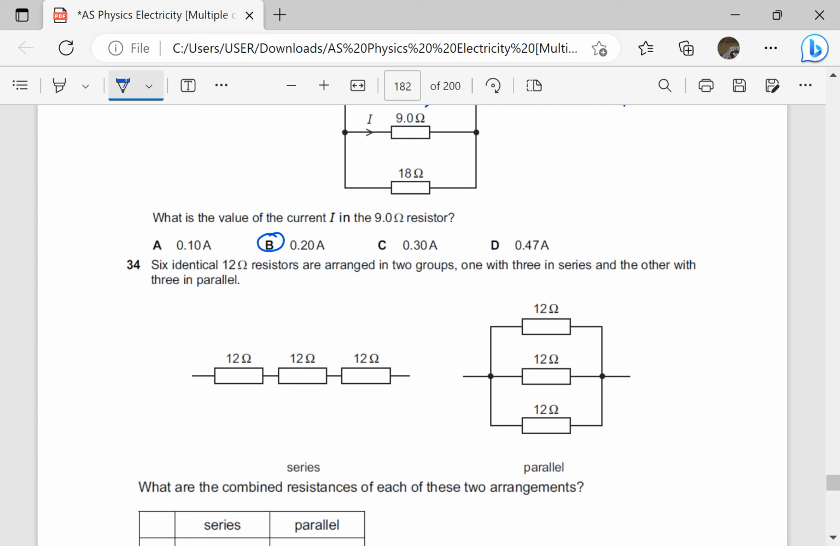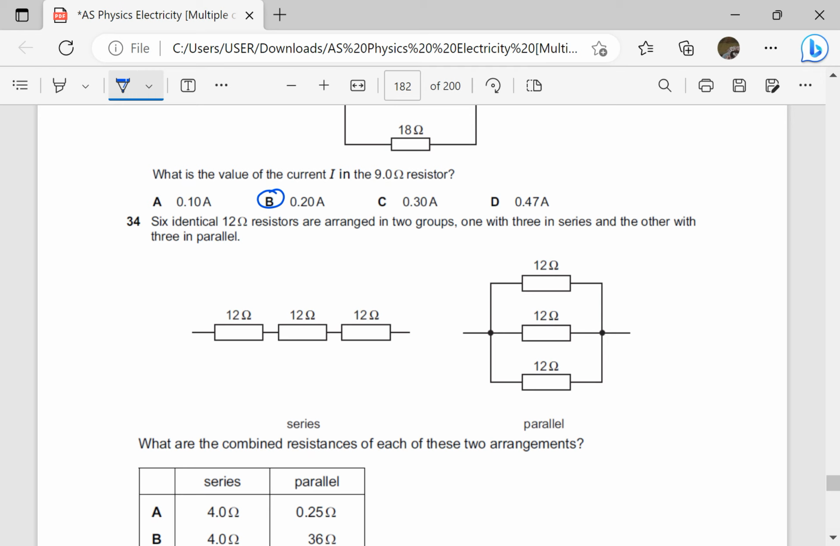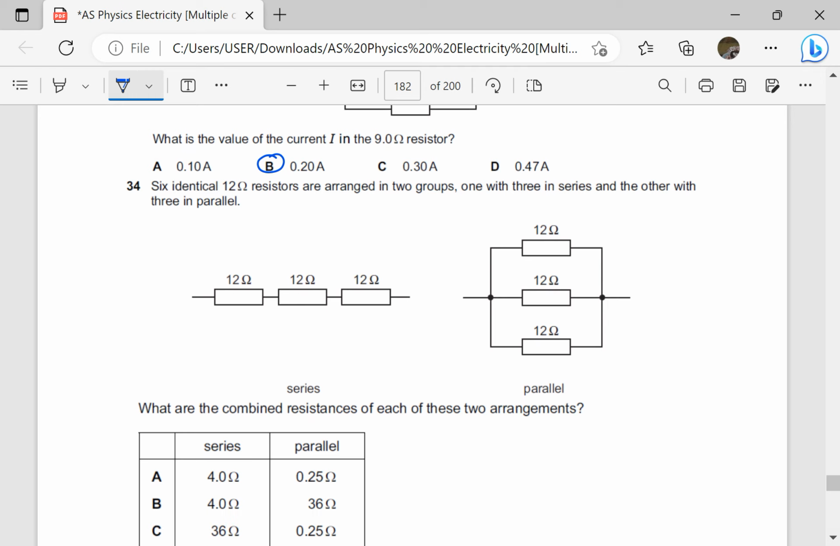6 identical 12 ohm resistors are arranged in two groups, one with 3 in series and the other with 3 in parallel. What are the combined resistances of each of these two arrangements? So these ones are in series, we just add, they give us a total of 36 ohms. And these ones are in parallel, we get 1 over 12 plus 1 over 12 plus 1 over 12. This is 1 over total resistance in parallel.